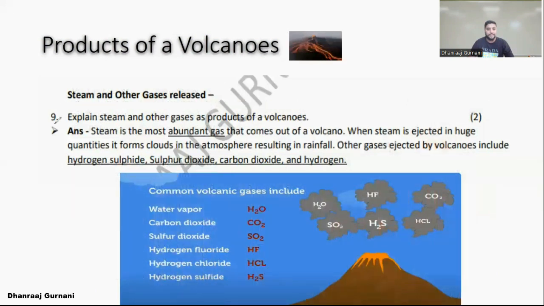Moving to question number 9, explain steam and other gases which are released as products of a volcano, or products of volcanic eruption.